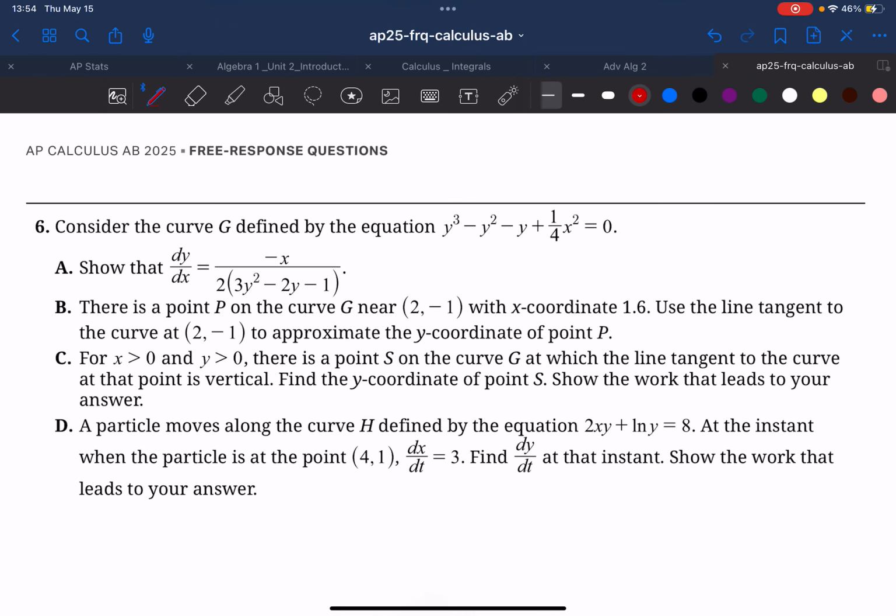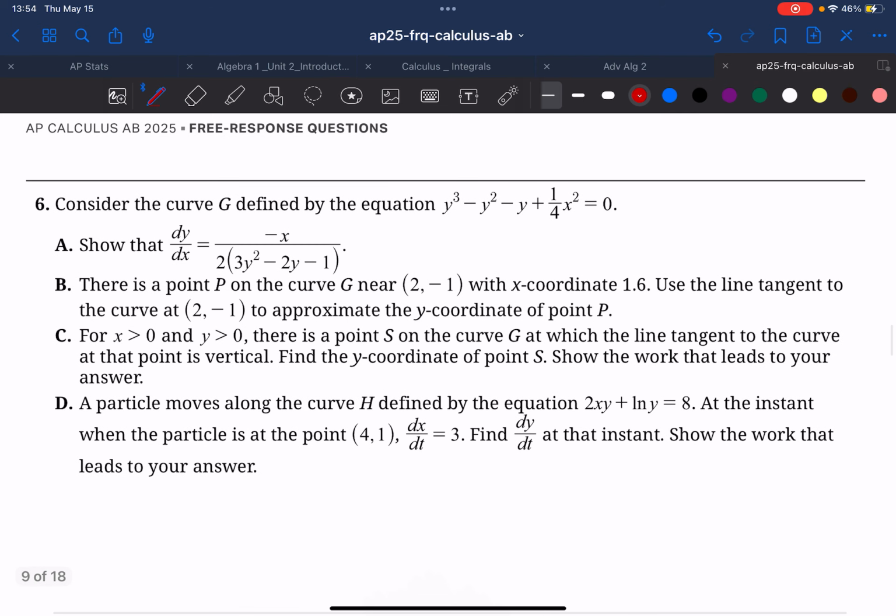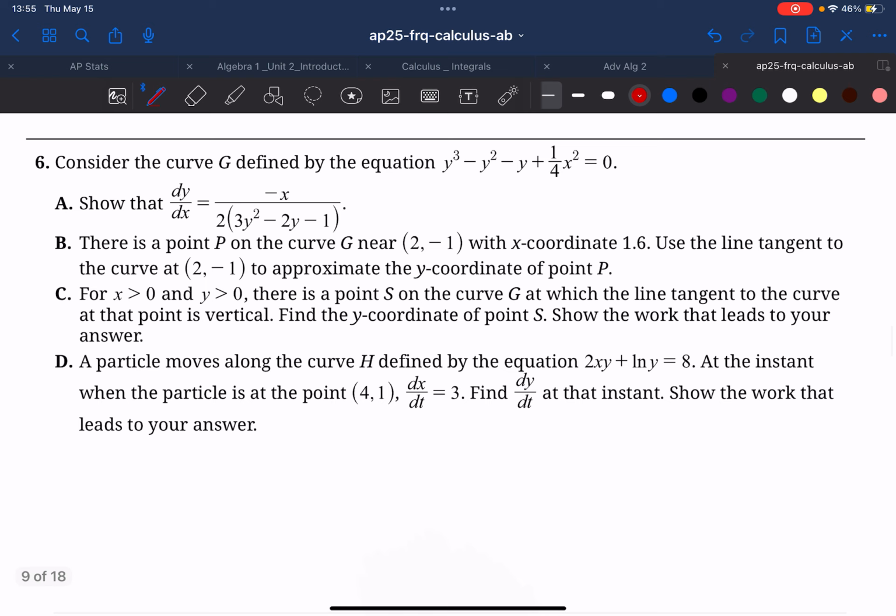Okay, this is the AP Calculus AB 2025 exam free response questions. This is my sample answer for number 6. It says, consider the curve G defined by the equation y cubed minus y squared minus y plus 1/4 x squared equals 0. Part A says, show that dy/dx is equal to negative x divided by 2 times (3y squared minus 2y minus 1). Okay.